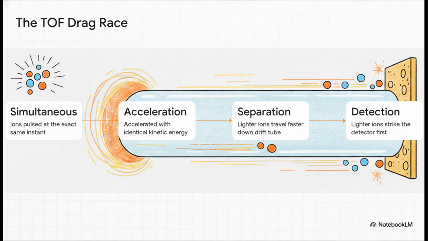First, all ions are pulsed into the starting line at the exact same microsecond. Second, they're accelerated by an electric field that gives every single ion the exact same kinetic energy. Third, because they all possess identical energy, the lighter ions inherently travel faster down the long, empty vacuum drift tube. And finally, step 4. Those faster, lighter ions hit the detector first. If everyone gets the exact same energetic push at the starting line, the lightest runner is physically guaranteed to win.